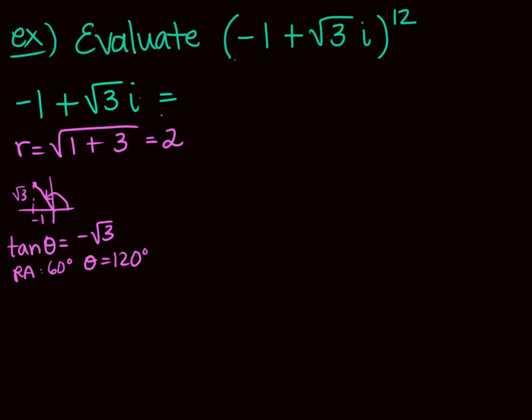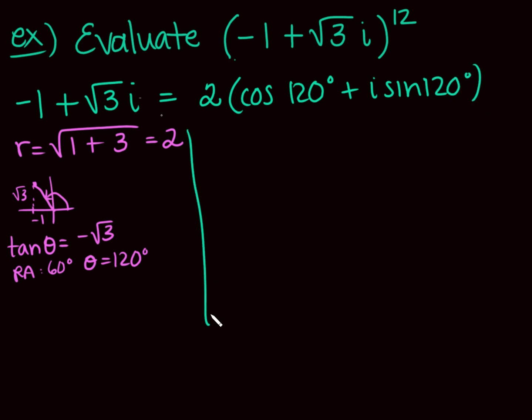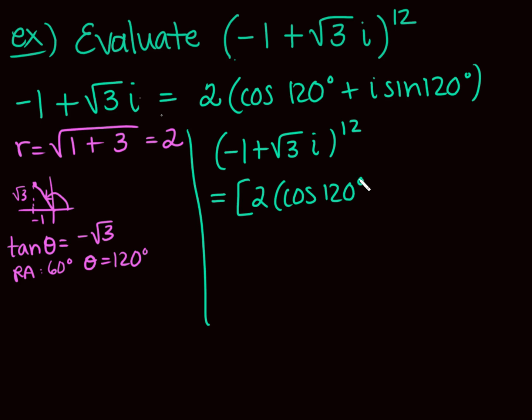I think I did. All right, so here's what we got. We got r is 2, and then we have the cosine of 120 degrees plus i sine of 120. While this might not seem like it's going to make things easier, I promise you it will. So I'm going to take this number and raise it to the 12th, which means I'm taking this number to the 12th. So I'm going to use DeMoivre's theorem now.